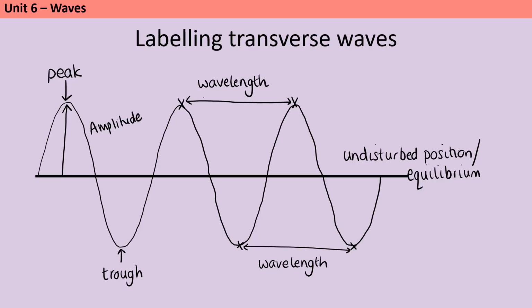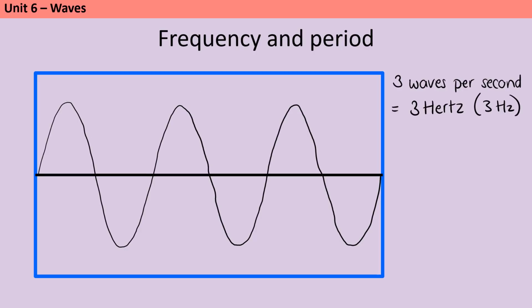It's the maximum displacement of the wave from the undisturbed position. The other thing that you need to be able to identify is the frequency of a wave. So if this box represents 1 second, then there are 3 waves inside it. In other words, 3 waves have passed a point within a second. So the frequency is 3 Hertz.